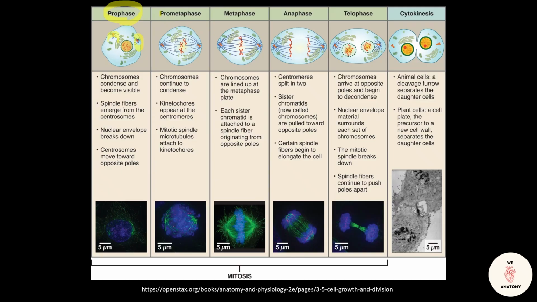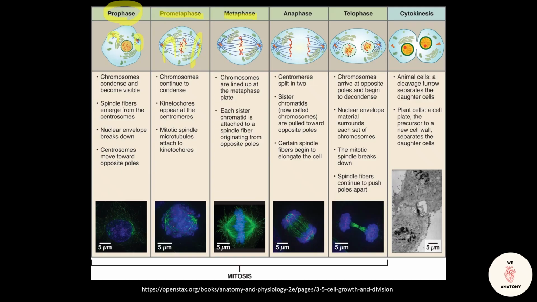Our next phase is prometaphase, where the chromosomes continue to condense. The kinetochore, which serves as the attachment site for the spindle fibers, appears at the centromeres, and the spindles attach to the kinetochore. So these spindles you can see here in blue, and they have attached to the kinetochore at either end of the cell.